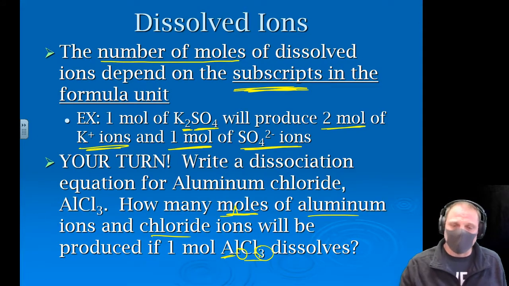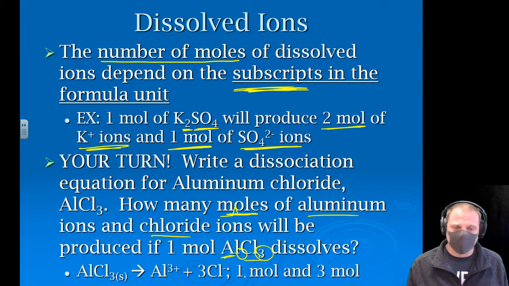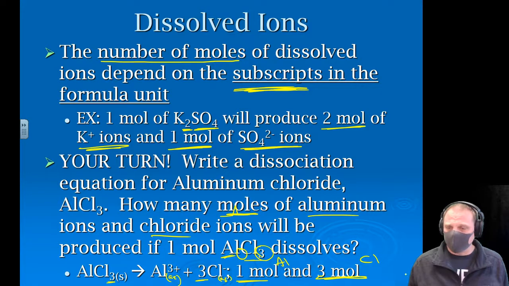So if I start with 1 mole of aluminum chloride, then you're going to see that 1 mole of aluminum chloride turns into 1 mole of aluminum ions. Put an AQ after that, right? But then that 3 that was here on the chlorine tells me that should be a 3 coefficient, which means that there's 3 moles of the chlorine. Should be an AQ after that. So 1 mole of aluminum and 3 moles of chlorine.